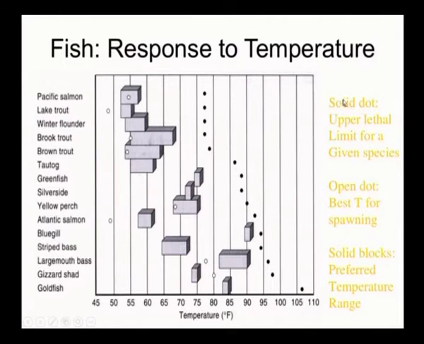You have the Pacific salmon to goldfish. You can see the solid dot over here is the upper lethal limit for a given species, and the open dot is the best temperature for spawning or reproduction, and the solid blocks you see here are the preferred temperature range. And you can see the pathetic state of the shad. It is getting very close to its extinction temperature, and over here a couple of these species are getting closer and closer to the lethal temperature where these species will just stop existing.